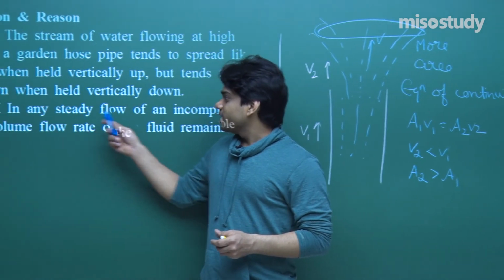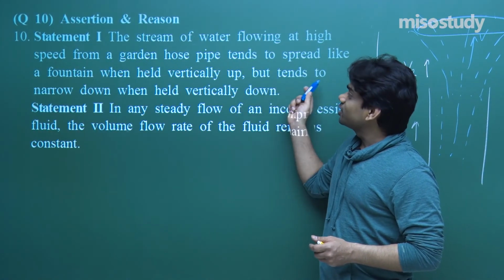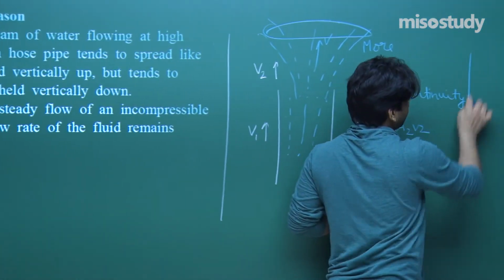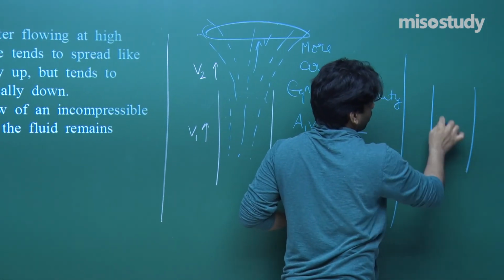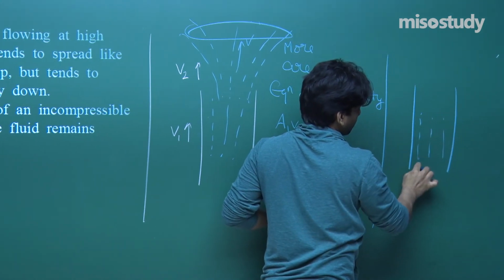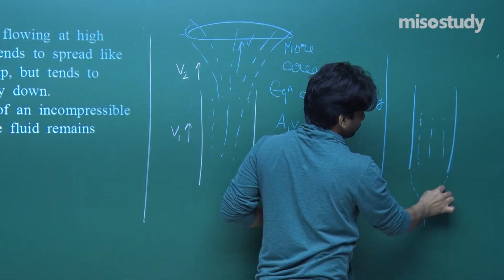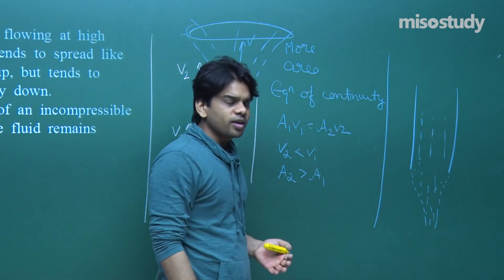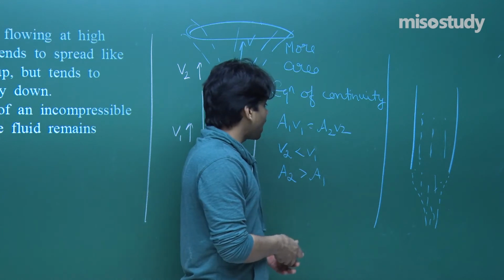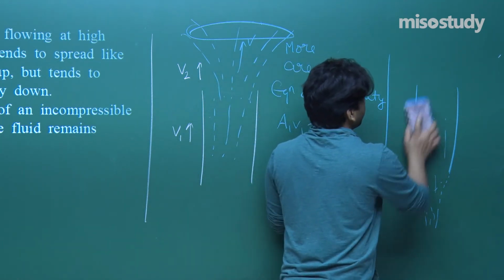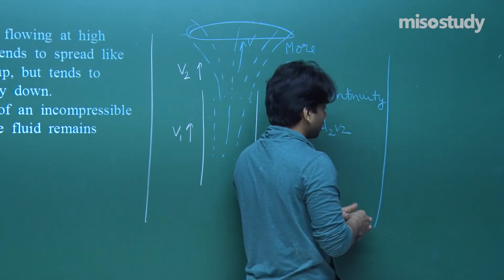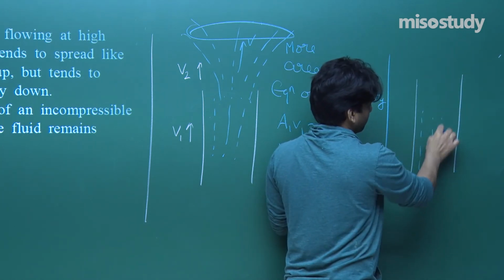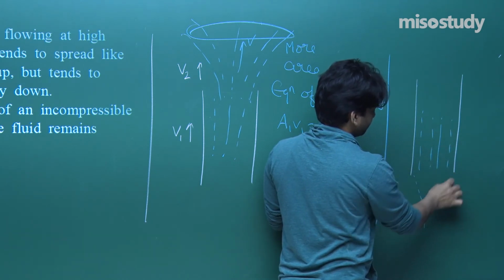The second part says it tends to narrow down when held vertically down. We need to also comment on this. It tends to narrow down when the water is flowing in the downward direction. Do we observe it in this way? Yes, we do. Let me show you in a different way so that you do not get confused with the colors. This is the pipe, the water ejects in the downward direction.